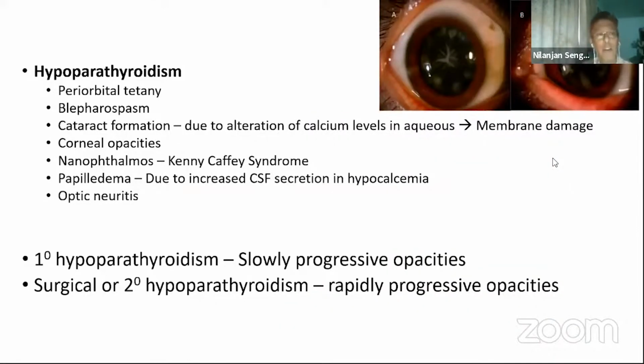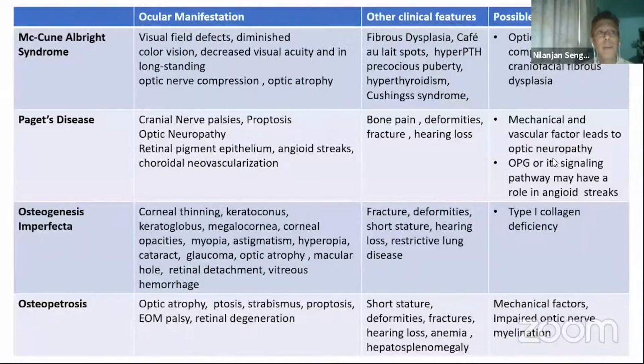Similarly, hypoparathyroidism may be associated with periorbital tetany, blepharospasm, cataract formation. Again, many of them may not lead to major visual impairment, but again, corneal opacities can be there. Nanophthalmos is associated with Kenny-Caffey syndrome, and papilledema is also not uncommon. And with hypoparathyroidism, especially following surgery, there may be rapidly progressive corneal opacity.